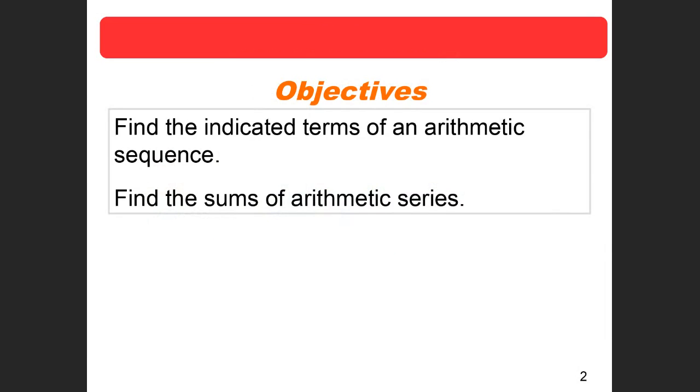The objectives for this week are to find the indicated terms of an arithmetic sequence and then find the sums of an arithmetic series. Now, we talked about sequences and series last week. This week we're going to focus on arithmetic sequences and arithmetic series, and then next week we're going to do the same thing, but we're going to talk about geometric sequences and geometric series.